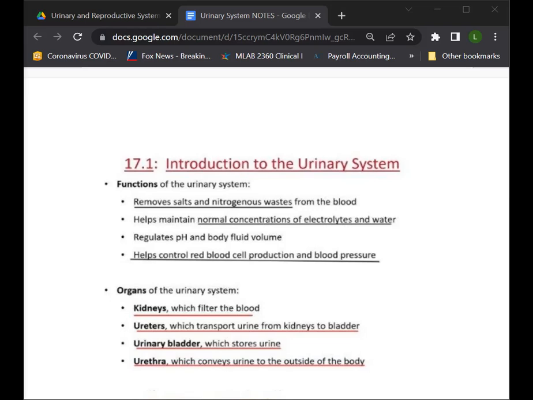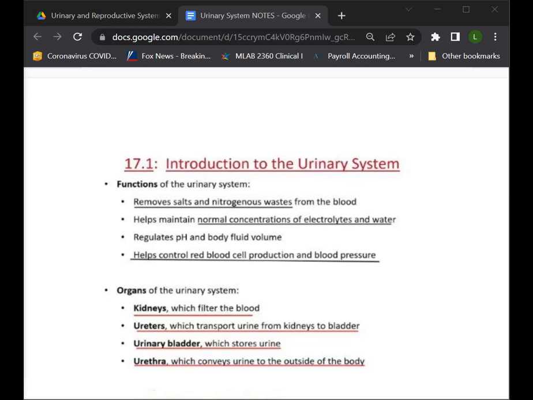As far as the organs of the urinary system, that would be the kidneys, the ureters, the bladder, and the urethra. The kidneys are the ones that do all of the hard work of the urinary system. They're the ones sifting through the blood and trying to take out the junk and keep the stuff that we need. So they work quite hard in order to do that job.